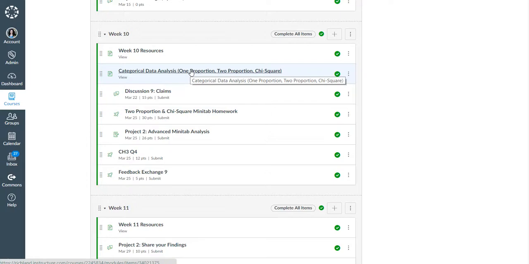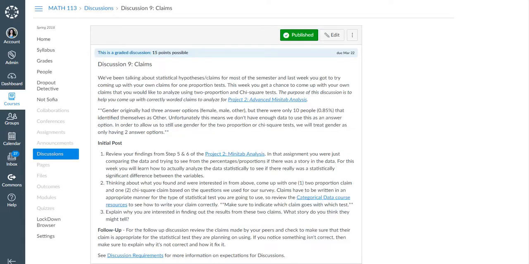What will go along with this is basically all the rest of your assignments for this week. The quiz was deciphering the claim, but these are all the categorical analysis: two proportion and chi-square, basically everything else. Then the claim discussion will help you with your project for this week, where you're going to analyze your project in advanced Minitab.